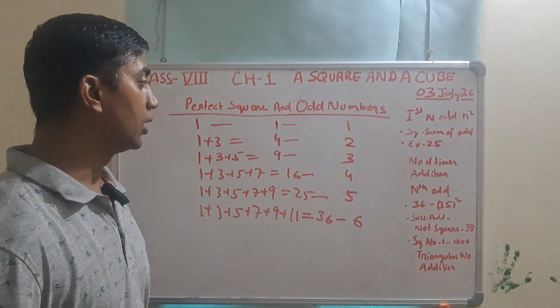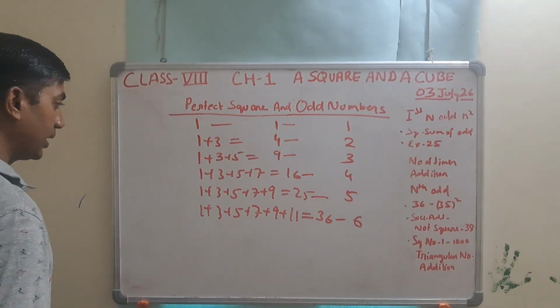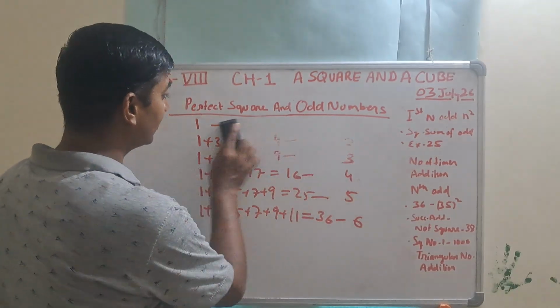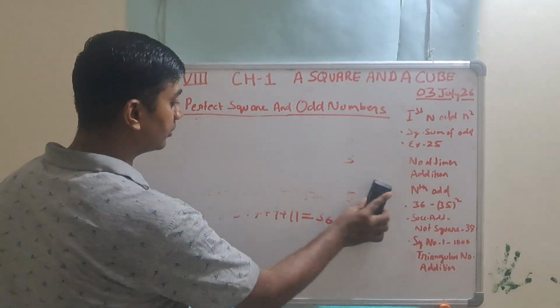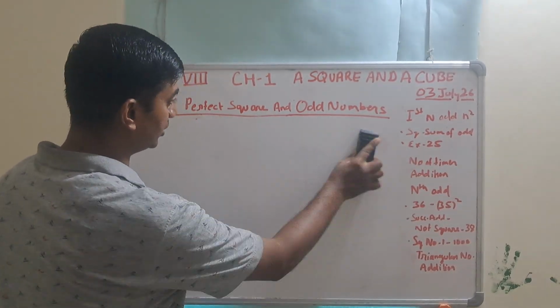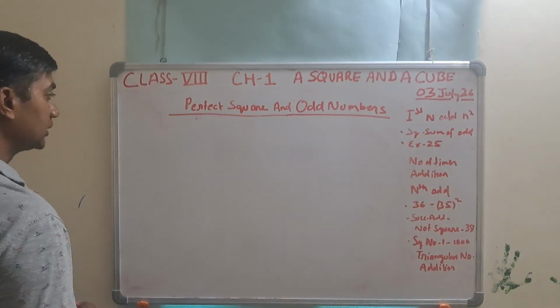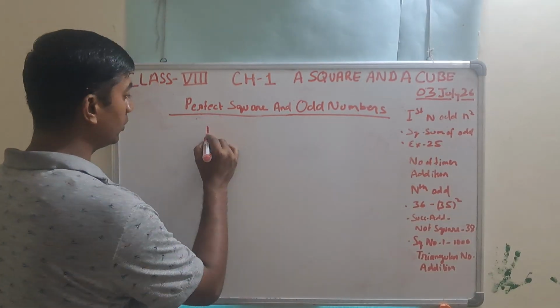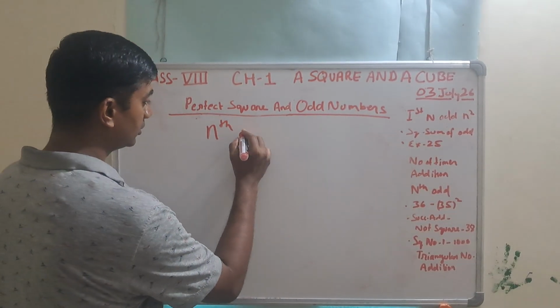Understood? Now we will go to the next, what we were discussing. Nth odd number. How will you find the nth odd number? Understood? We have a formula, nth odd number.